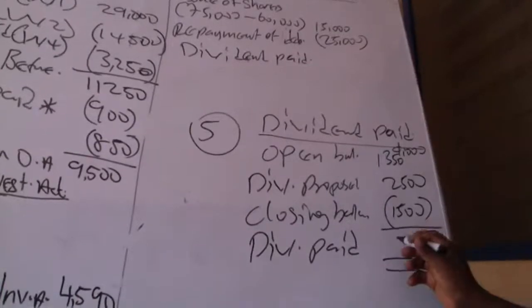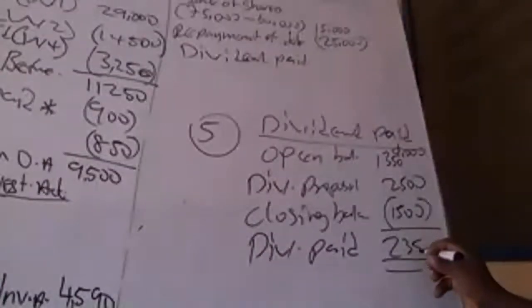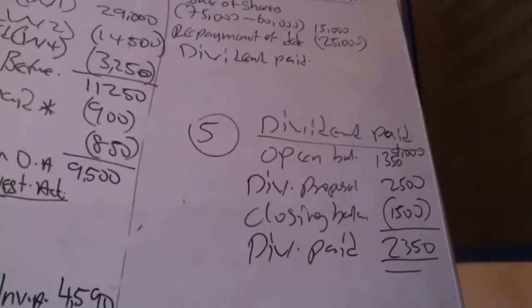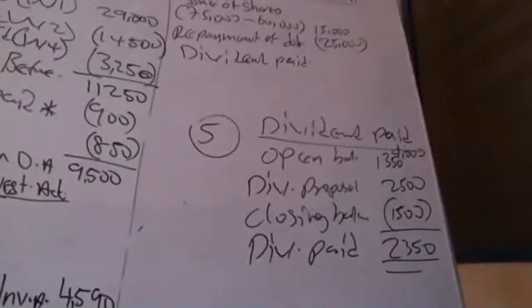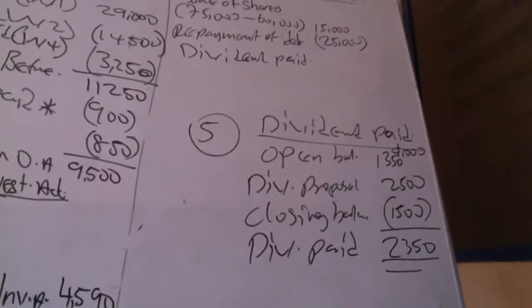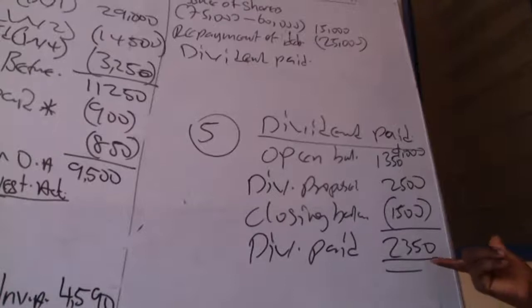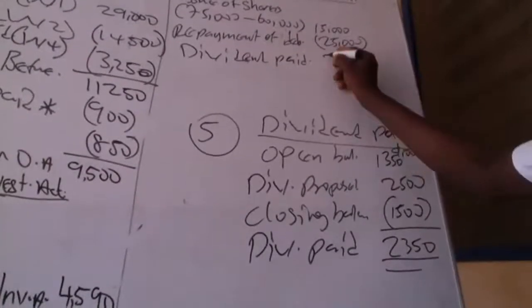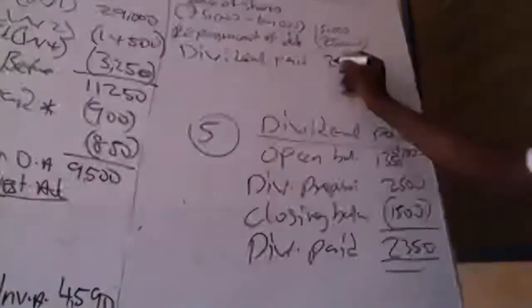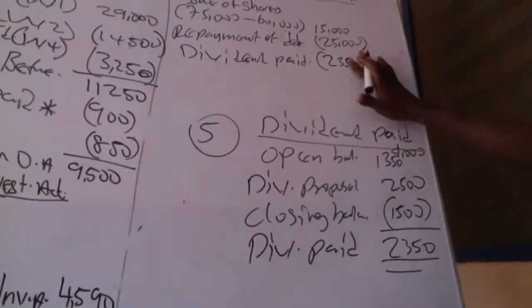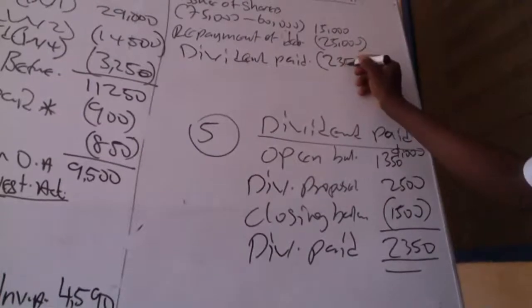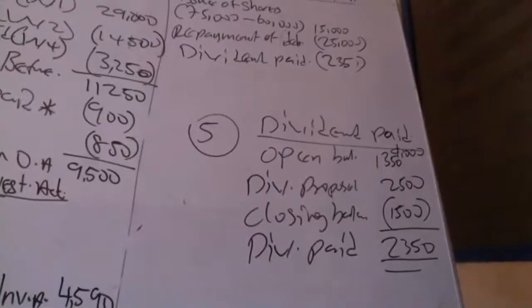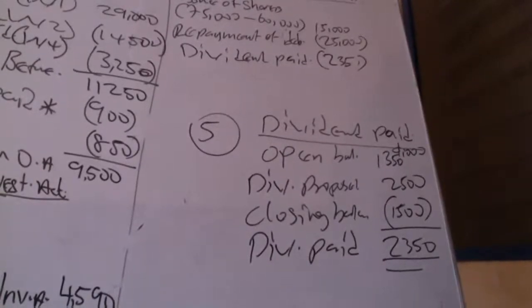2,350. Agreed. Is that true? Yes, it's true. That's the dividend paid. So that's the workings. You push it here as 2,350. It's an outflow. We are paying. Good. So that's good news. So I believe that's the end of the game.